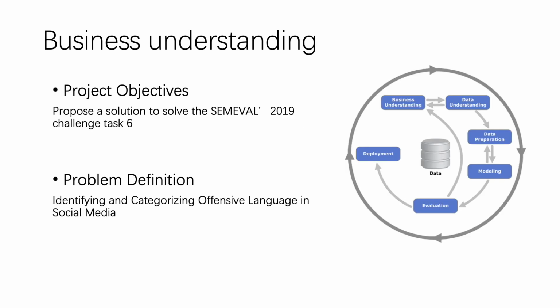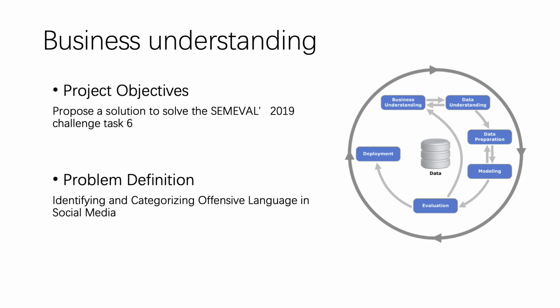In this video, we are going to talk about a project about offensive language detection in tweets. The objective of this project is to propose a solution for Task 6 of the SemEval 2019 challenge, which is identifying and categorizing offensive language in social media. Offensive language is pervasive in social media and online communities. Technology companies have been investing heavily in ways to cope with offensive language to prevent abusive behaviors in social media.